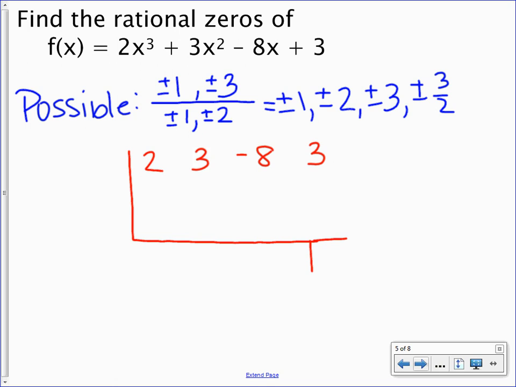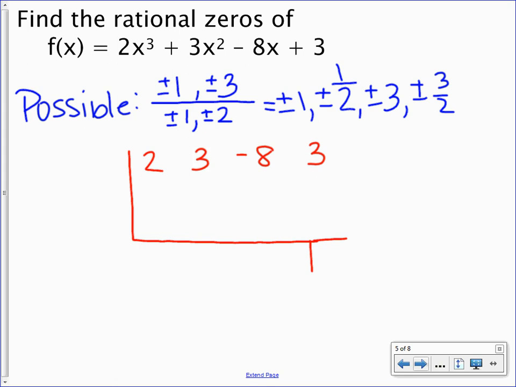The 2 comes from the leading coefficient. Oh, that was supposed to be 1/2. I said 1/2, didn't I? And I wrote 2. Thank you for catching that. I said 1/2 and didn't write it. Okay. Are we good now? All right. So, what would you like to try first?